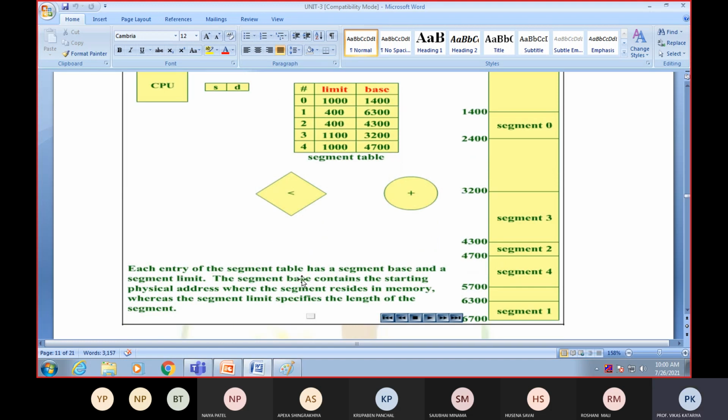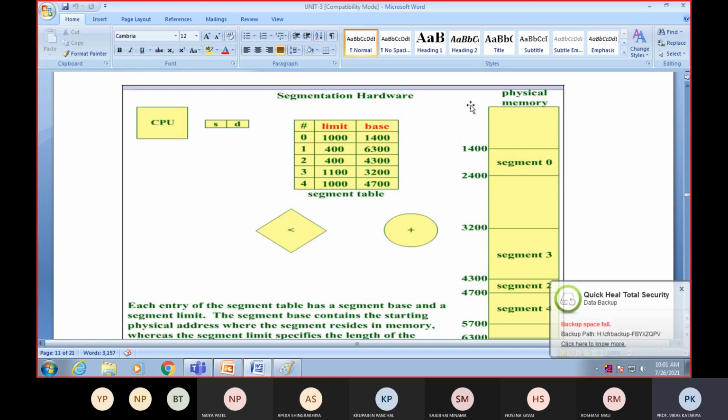Each entry of the segment table has a segment base and a segment limit. The segment base contains the starting physical address where the segment resides in memory, whereas the segment limit specifies the length of the segment. So we have already discussed the base address and limit.